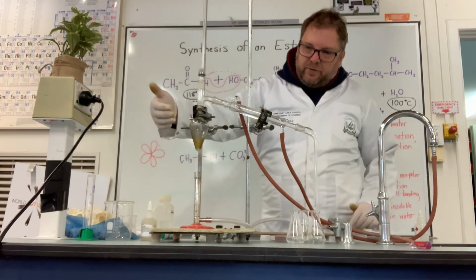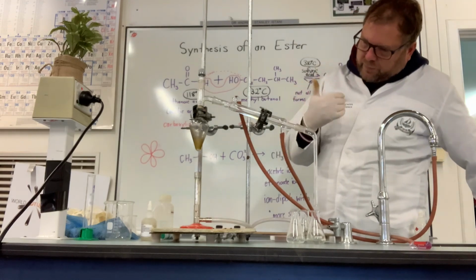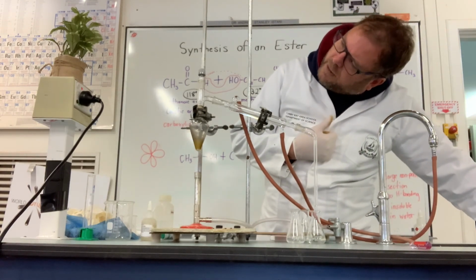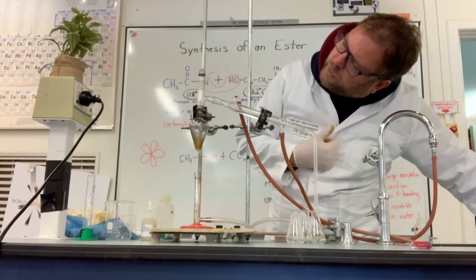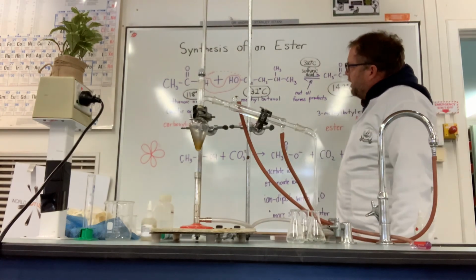Okay, so you can see now it's almost all boiled away. If there is any other impurities with a higher boiling point, we don't want those to come across, so we just keep an eye on the thermometer. That's sitting still, it's about 141 degrees now, so it hasn't shot up, it doesn't look like another layer. So there we have it.